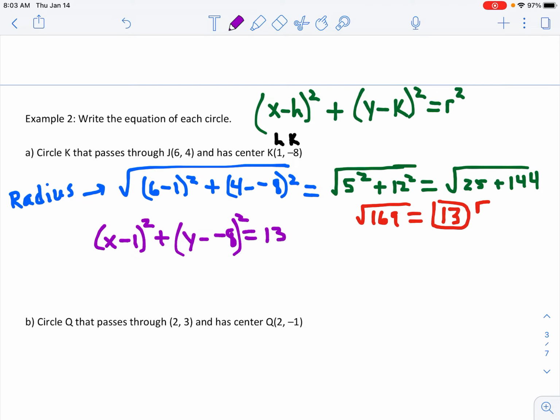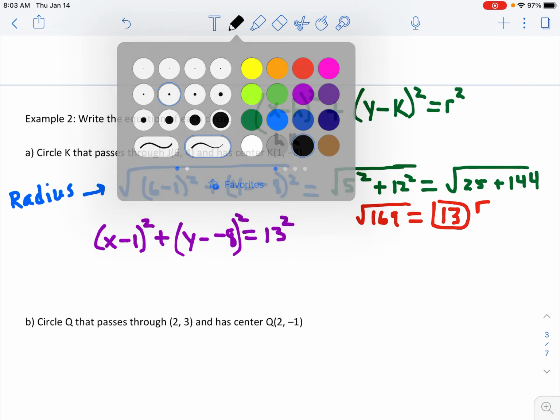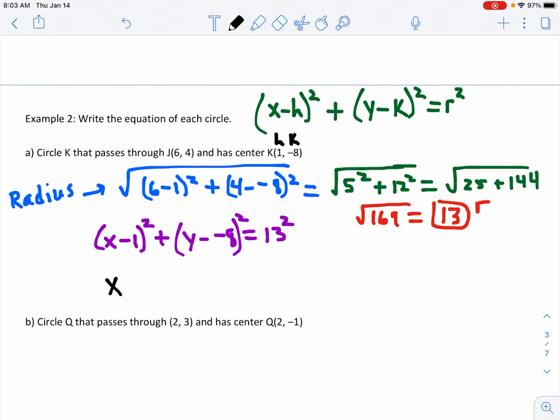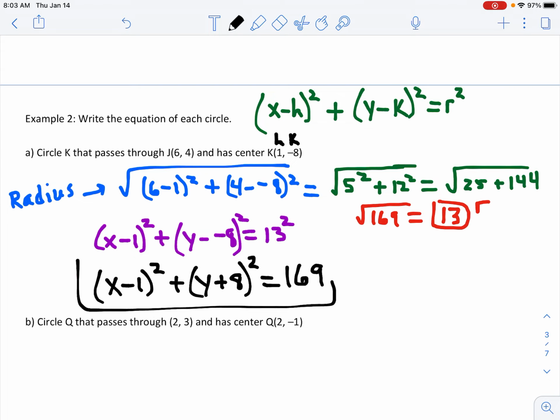R was 13 squared. Last, I'm going to clean up any double negatives, and I'm going to square anything I can. So x minus 1 squared will copy. Y minus a negative 8 becomes y plus 8 squared, and then 13 squared is 169. You'll notice in your equation of the circle, this number at the end, 169, is basically the number that you got underneath your square root symbol.